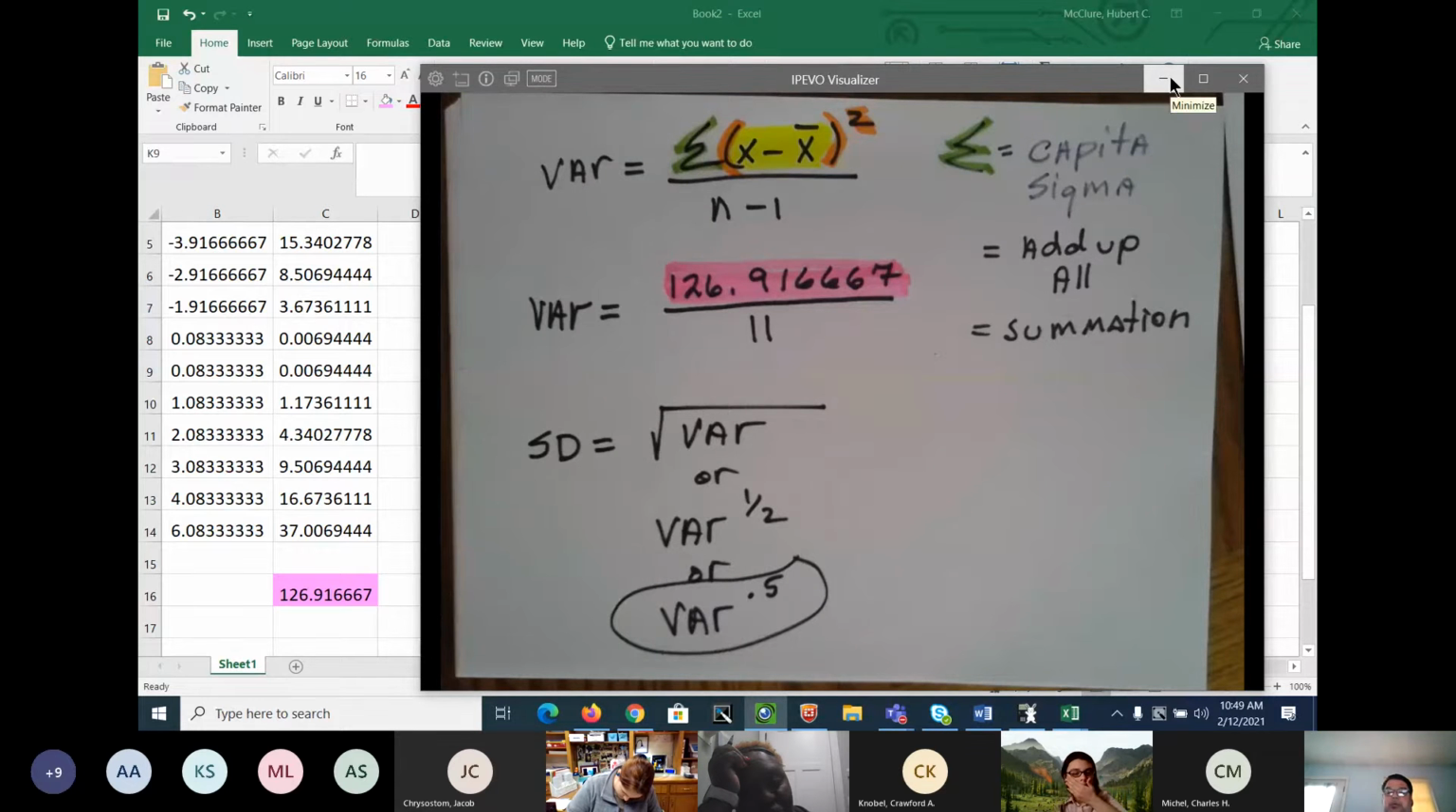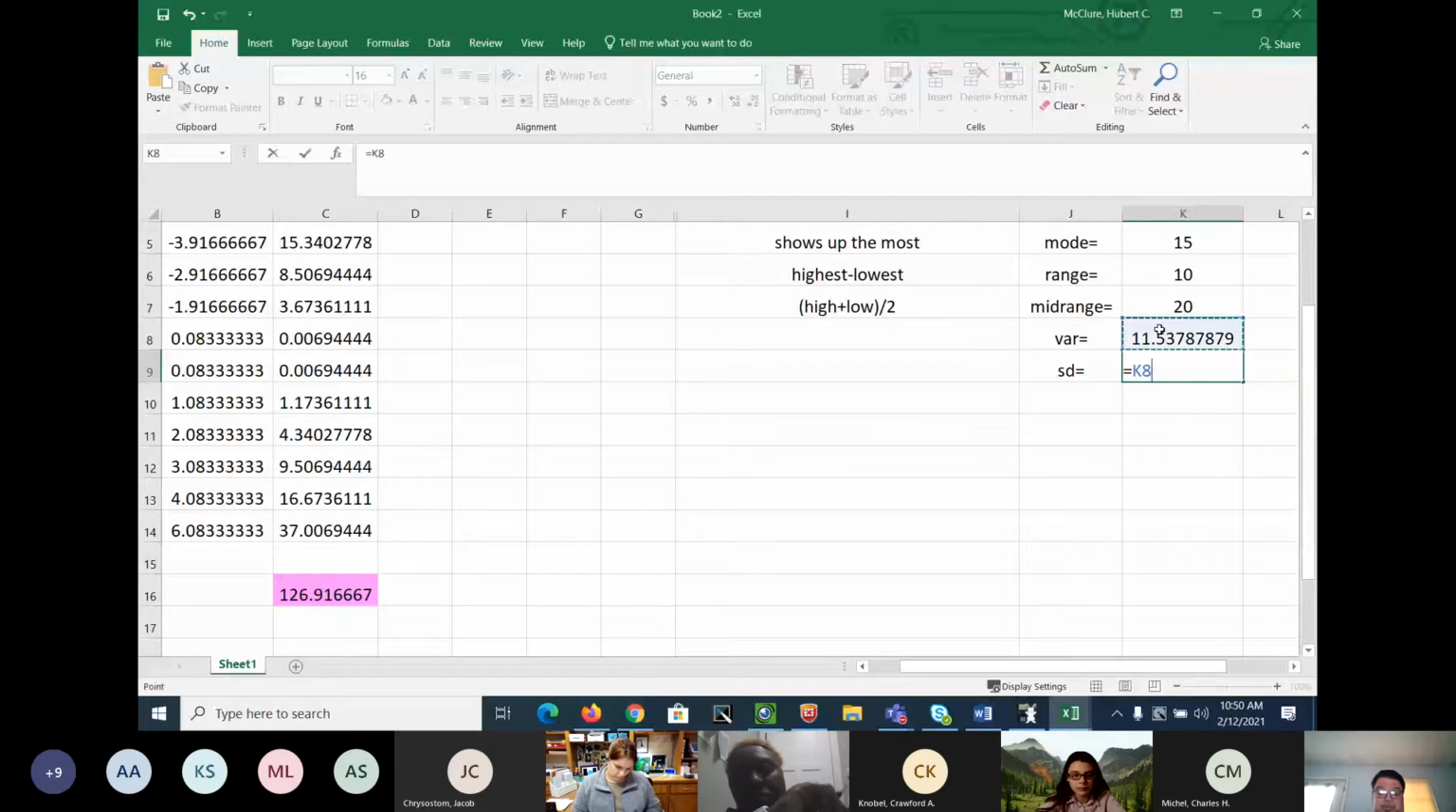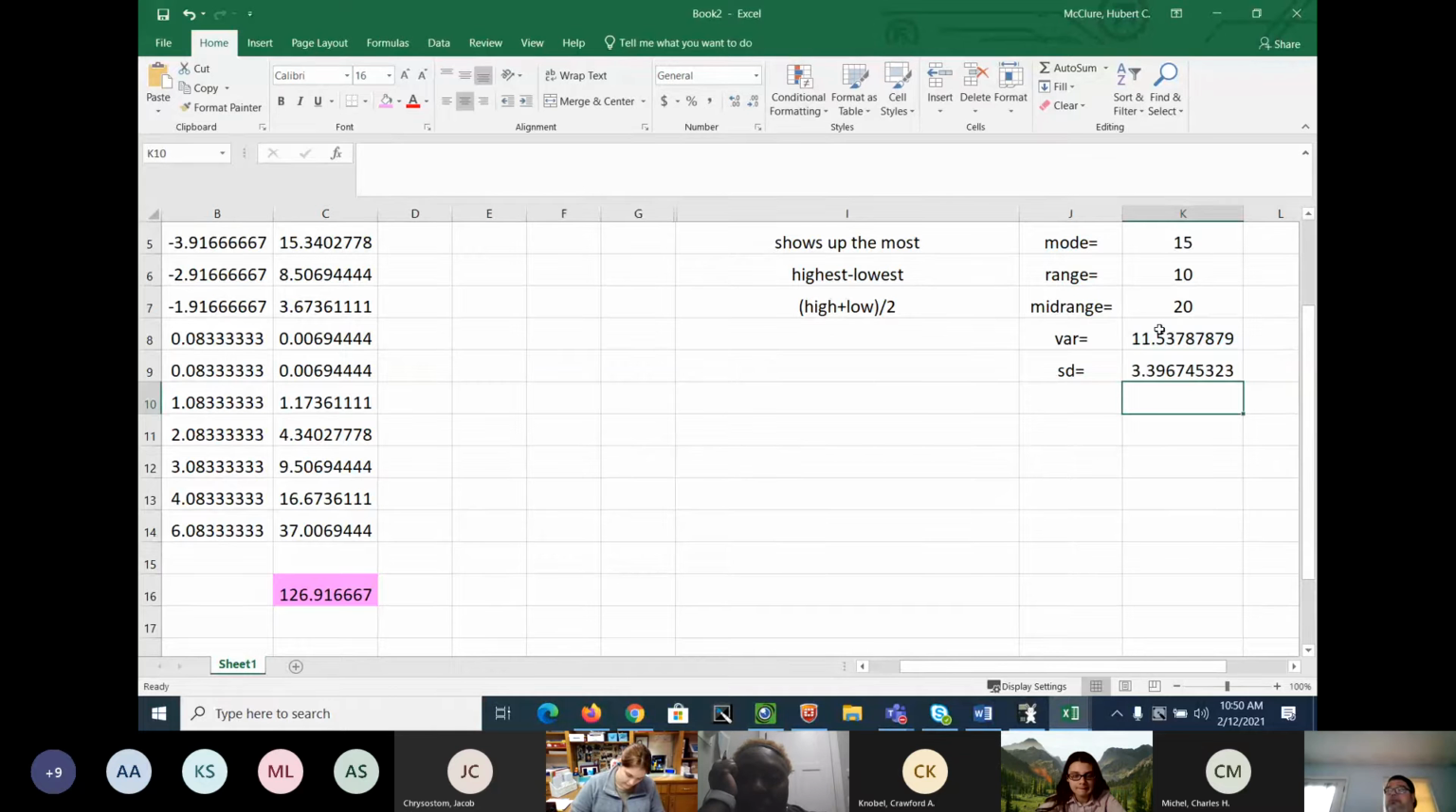So I'm going to take the square root of 11. Well, we know the square root of 9 is 3. So we know it's going to be around 3 point something. So I'm going to insert equals this number raised to the 0.5 power. And there is your standard deviation.